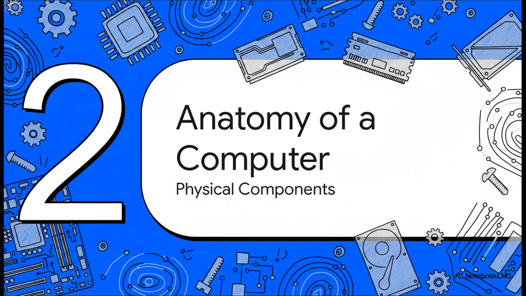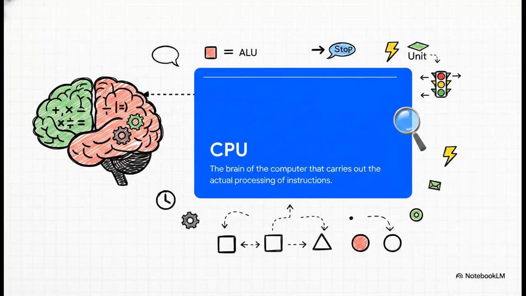Moving on to Section 2, anatomy of a computer, the physical components. If you're aiming for a role like a hardware technician or a system administrator, understanding these core physical components is your absolute baseline. At the center of it all is the Central Processing Unit, or CPU.